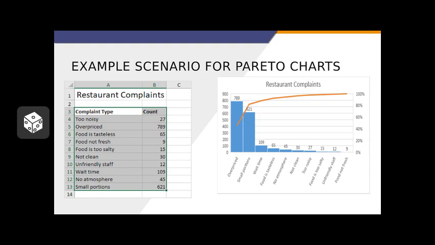As far as for this example, we can tell here that there is a steady climb and it is actually pretty steep right here. And then it stops around 80% after the overpriced category and small portions. As you can see here, the majority of the problems lie in these two complaint categories. If the restaurant was going to resolve the issues that they have, then they would concentrate on creating solutions that would address the price of their menu items and their portion sizes.